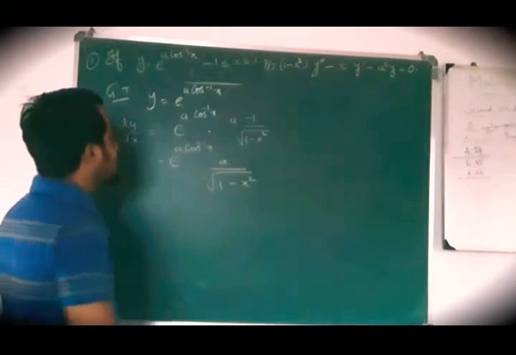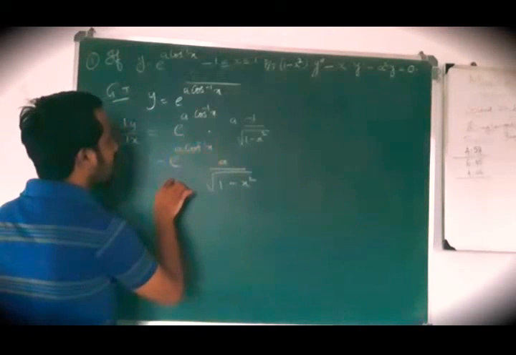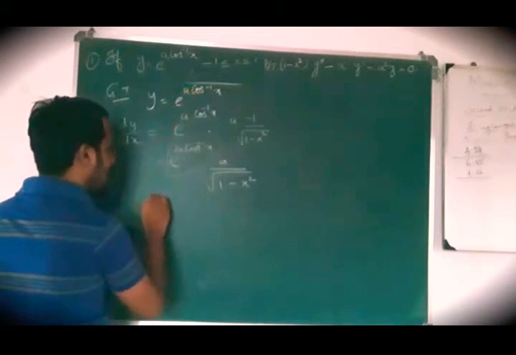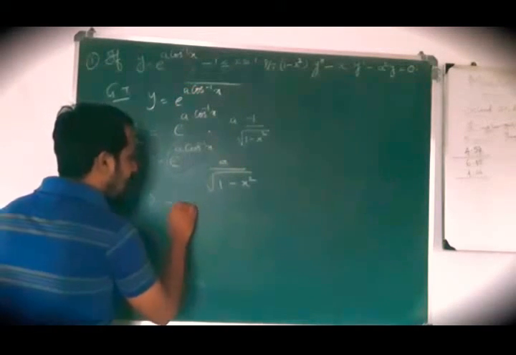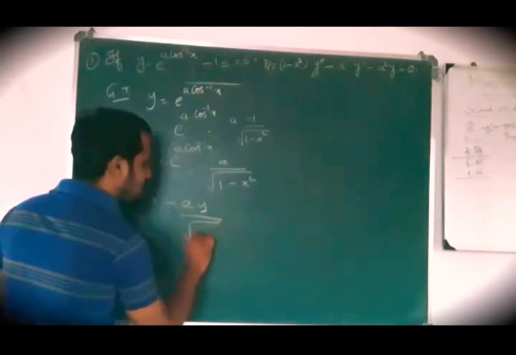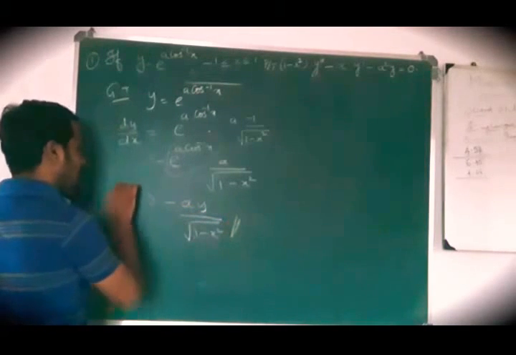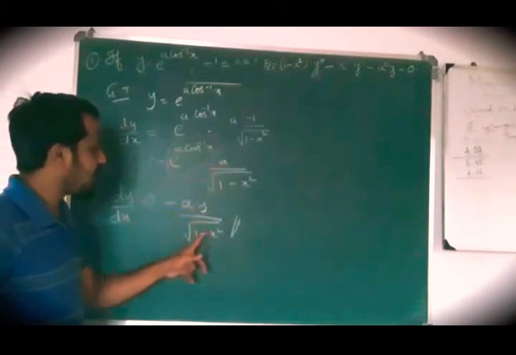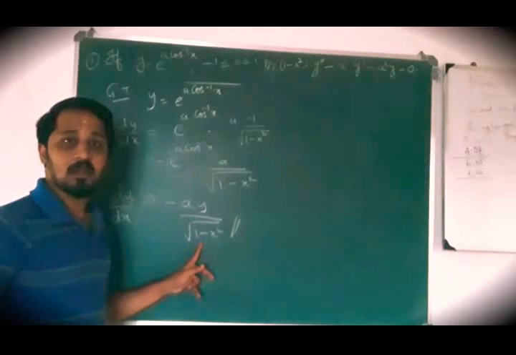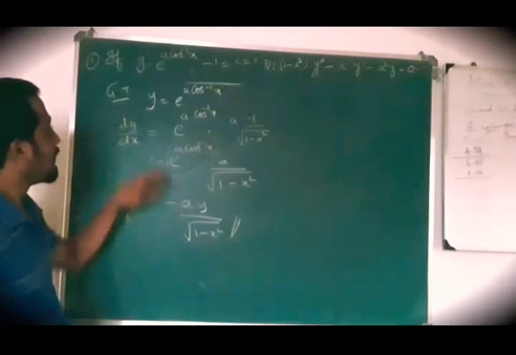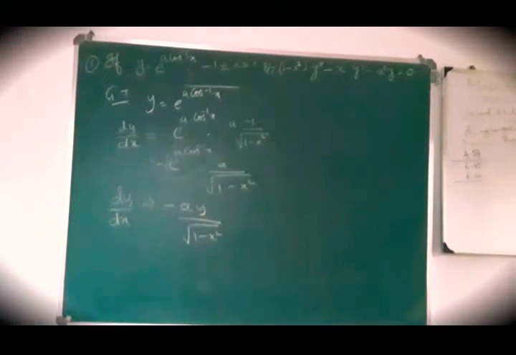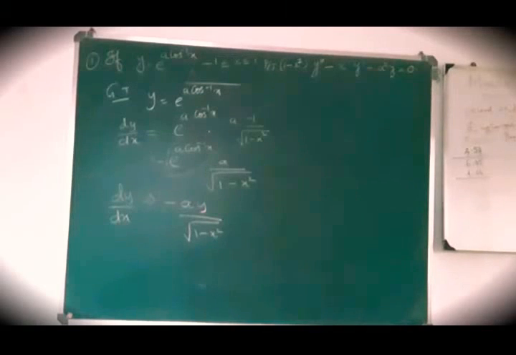This e power a cos inverse x is nothing but y. Yes or no? So I can write minus a y divided by root of 1 minus x square. Can I write like this? dy by dx is equal to minus a y divided by root of 1 minus x square. Yes or no? Go through this.